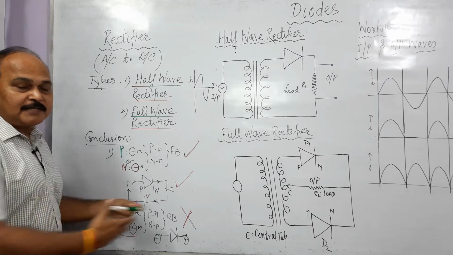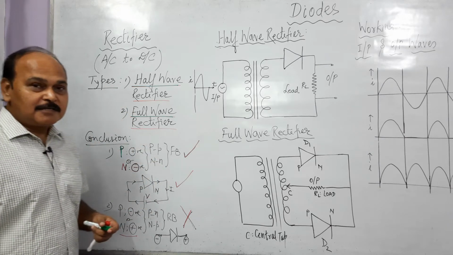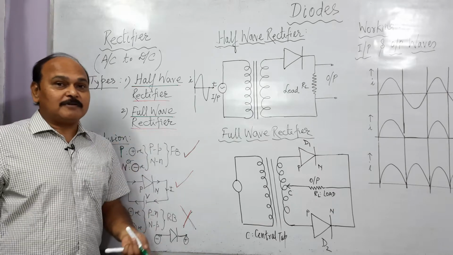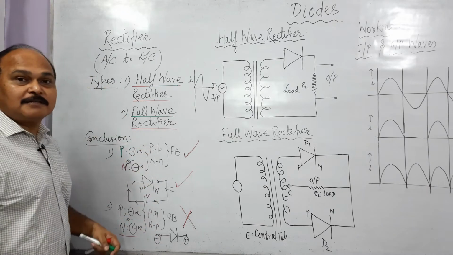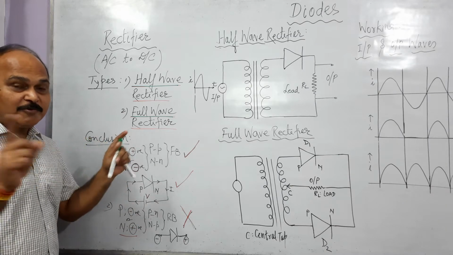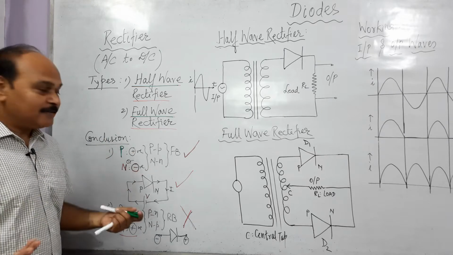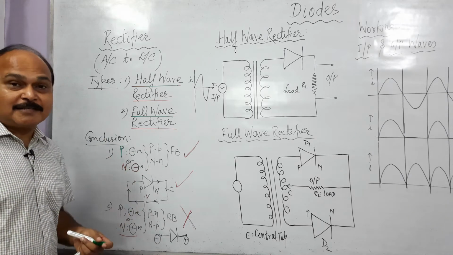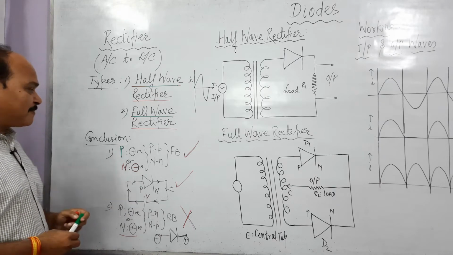Children, before we study this rectification, the conclusion we made in the last class with regard to biasing of diode is very important and is going to be used right here. And if that conclusion is not in our mind, we won't be able to understand rectification. So let us recapitulate the conclusion we made in the last class with regard to the biasing of diodes.